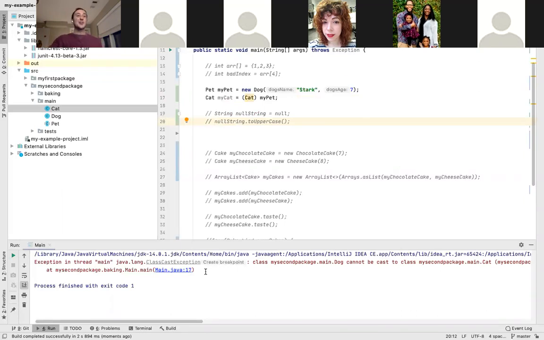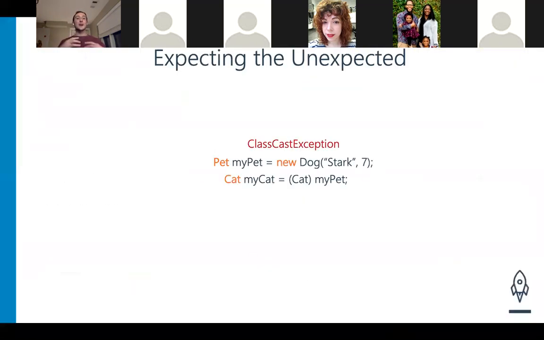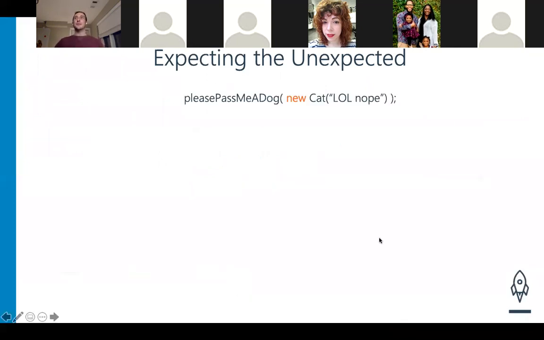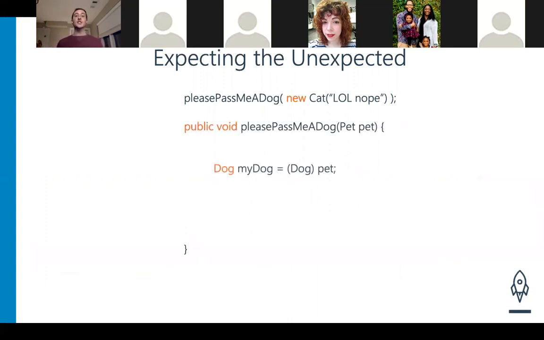Okay, ClassCastException. But like we said, we want to try to welcome these exceptions into our life. So let's take a close look at an example. We have our "please pass me a dog" method, and we're going to have a method in here called newCat, and it's going to just pass in a cat. So we're going to create this method, and we're going to have this myDog object exactly like we did in the last example, except here I'm just putting it into a method.